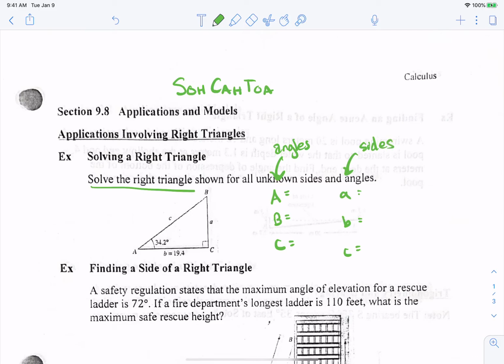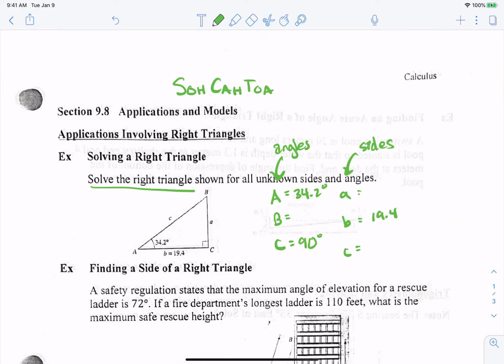Okay, be quiet. Some of the things we should know already. What do we know? We know big A is 34.2. Little b is 19.4. And big C is 90.